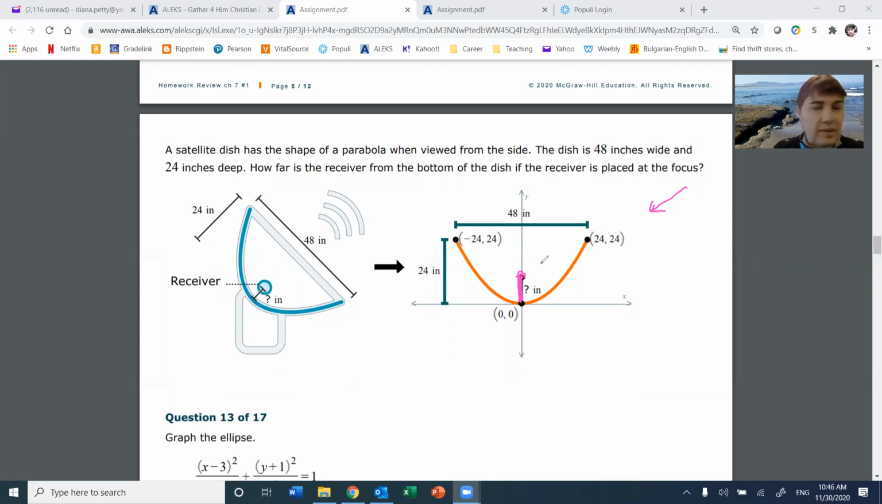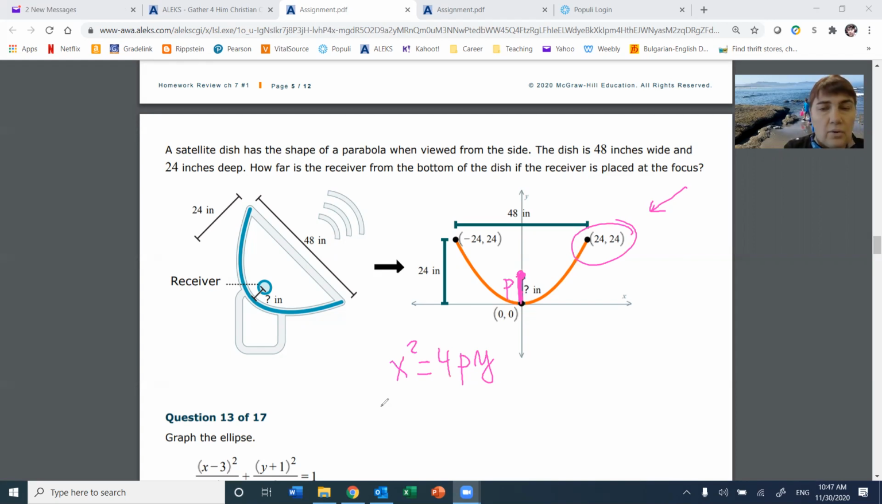Okay, let's write the equation of this parabola. It opens up, so the x is squared, right? So x squared equals 4py. What we can do is plug in points, because this is p, right? We're looking for p technically because this is the focus. So plug in a point. There are two, 24 and 24 or minus. Let's do this one, 24 and 24.